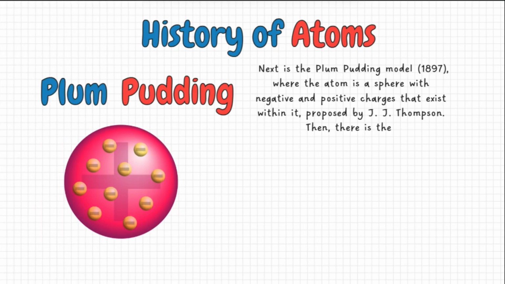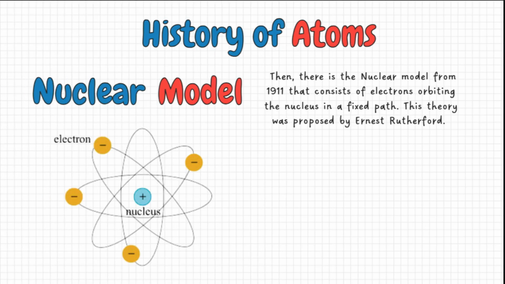Next is the plum pudding model of 1897, where the atom is a sphere with negative and positive charges that exist within it, proposed by J.J. Thomson. Then there is the nuclear model from 1911 that consists of electrons orbiting the nucleus in a fixed path. This theory was proposed by Ernest Rutherford.